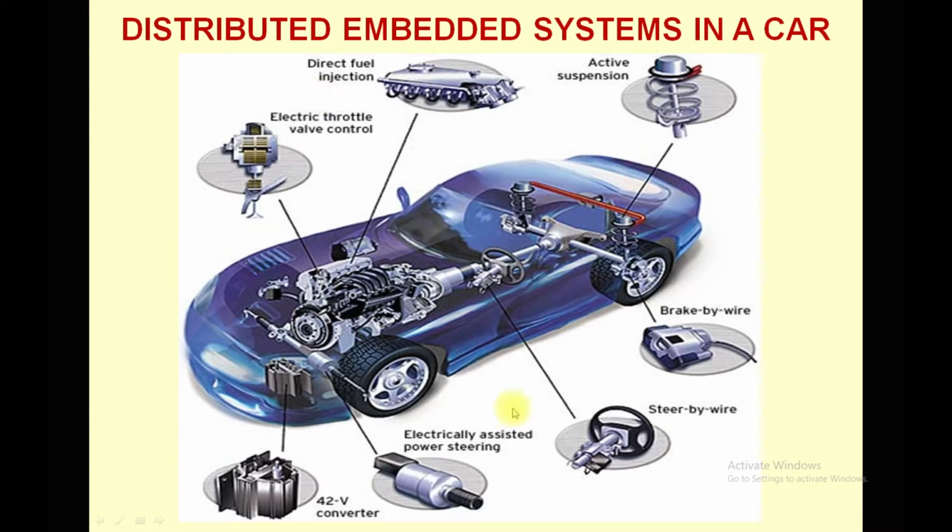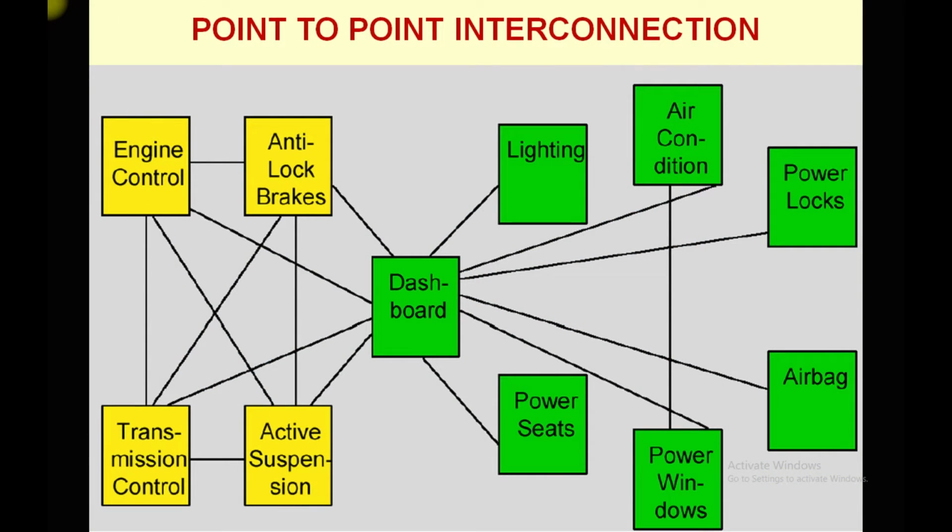Several embedded systems work together to give convenience, safety and comfort to the drivers as well as the passengers. Each embedded system does a specific task, and the embedded systems are distributed over the entire car. Hence, embedded systems in a car are distributed embedded systems. So here, much more clarity.